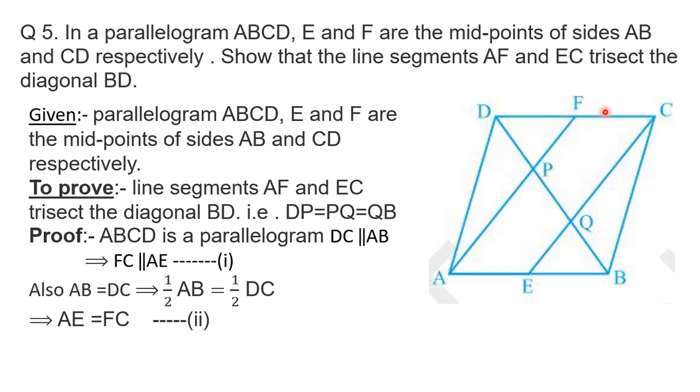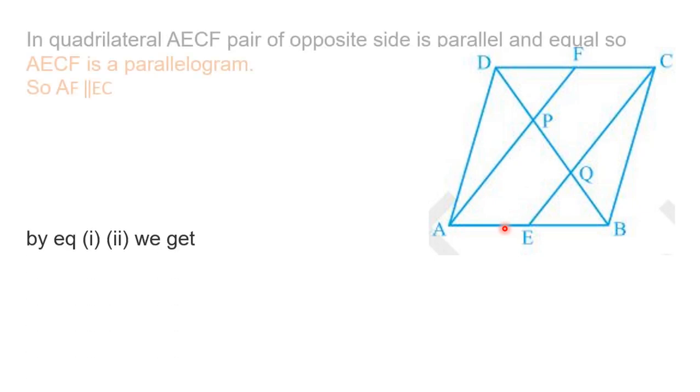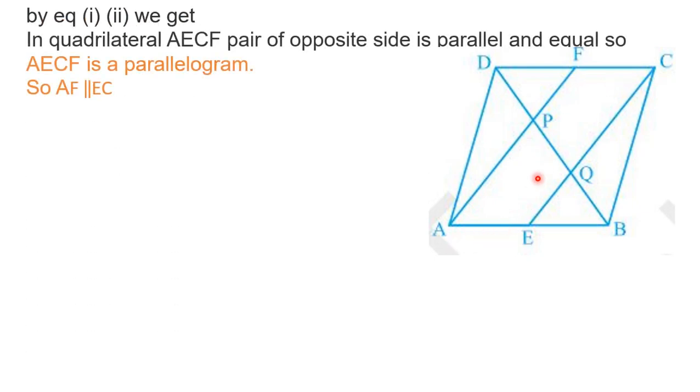So we get two equations: AE is parallel to FC and AE is equal to FC. So by these two, in the quadrilateral AECF we have one pair of opposite sides parallel as well as equal. So AECF is a parallelogram. That means the other pair of opposite sides AF is also parallel to EC.